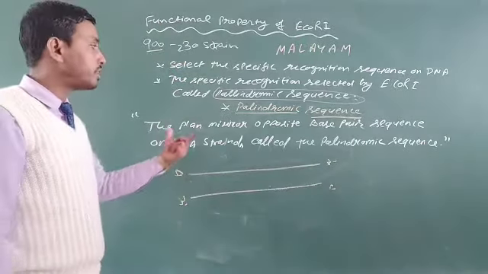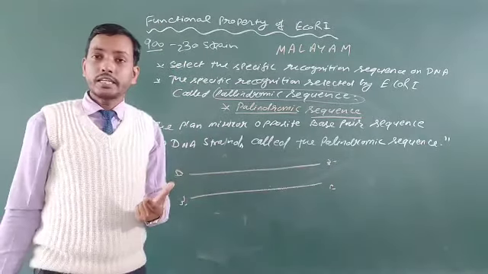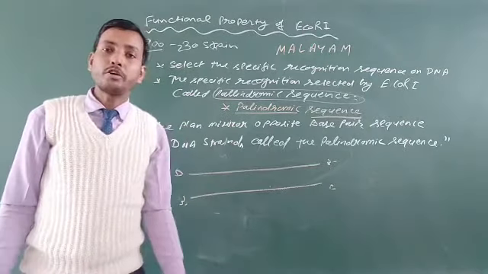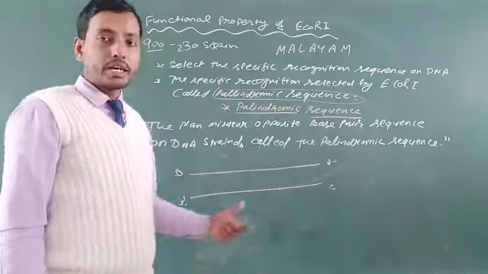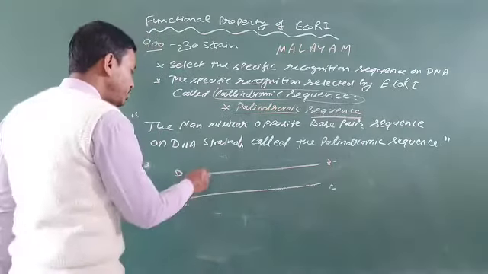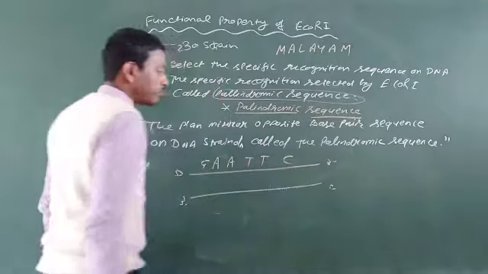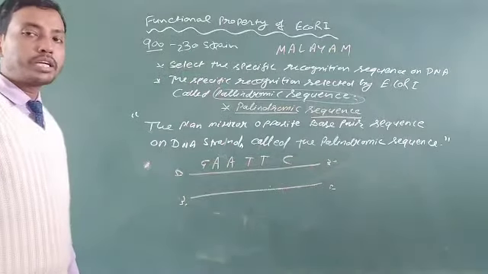So which kind of DNA sequence is selected by EcoRI? The palindromic sequence. And which kind of palindromic sequence? Listen carefully. EcoRI selects the palindromic sequence GAATTC.